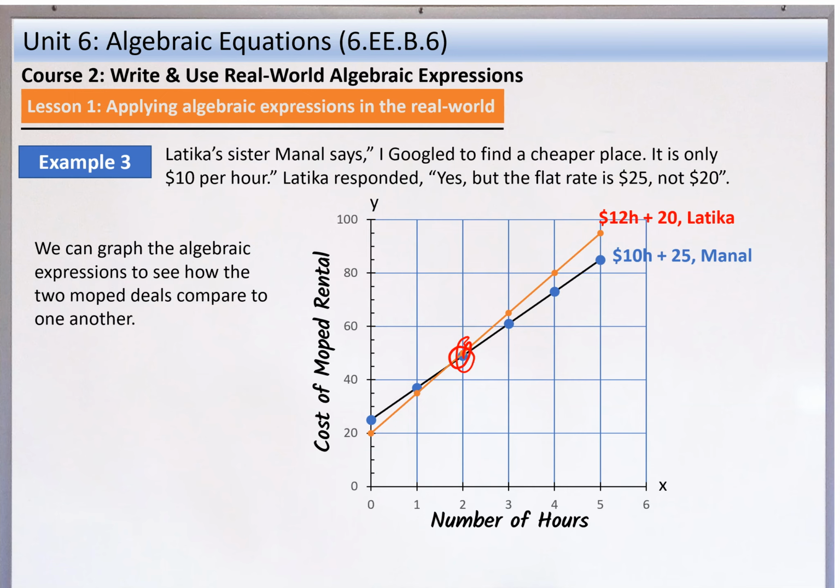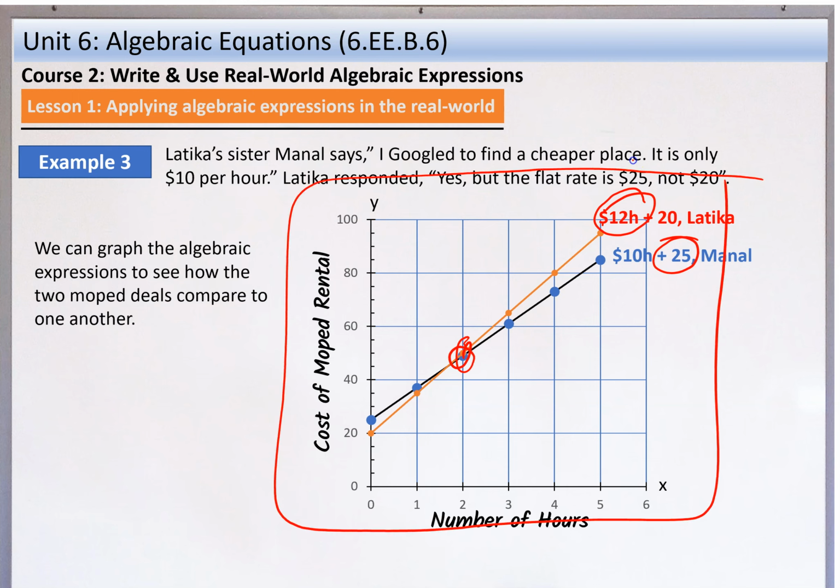But then after 2 hours, it's more expensive where Latika is because you're paying more per hour. Eventually, the fact that Manal's place charged more for a deposit doesn't matter. It becomes more expensive. So this is what you'll be doing later on when you're trying to find the solution to a system of equations. But that's a while away. All right, let's keep on going.